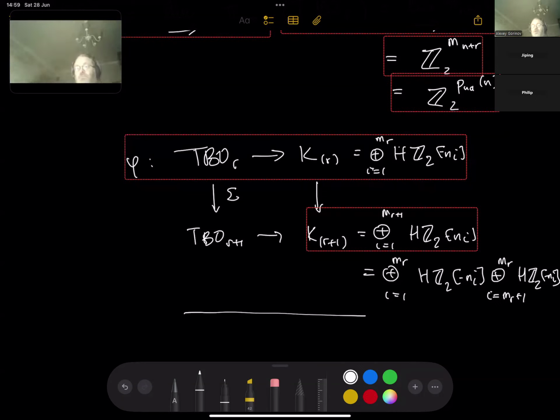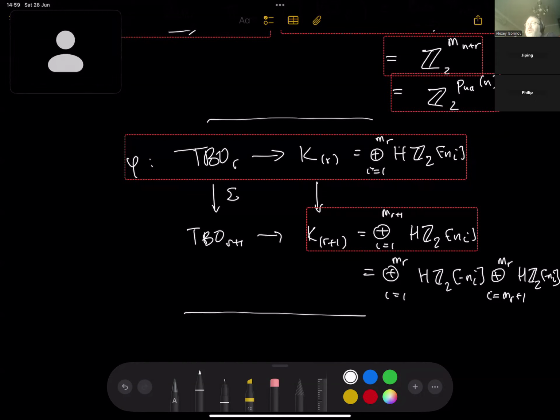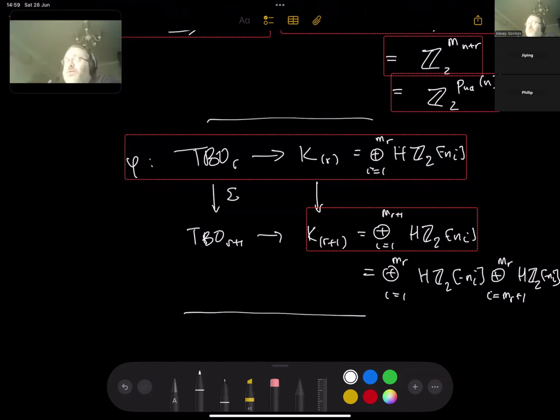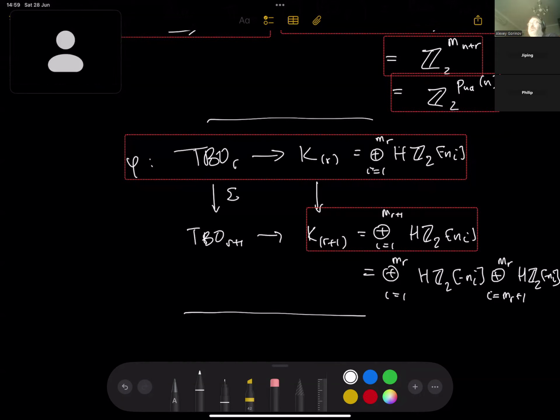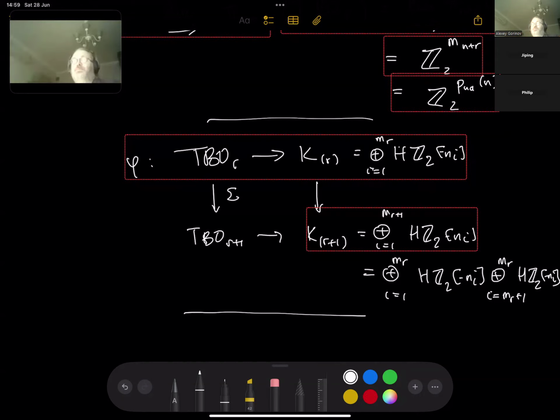Does any of this make any sense whatsoever? Yeah, makes sense for me. Sorry, I didn't catch it. Yes or no? Yeah. Makes sense. Okay.